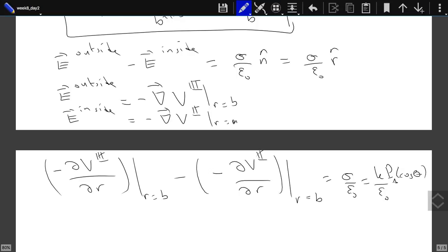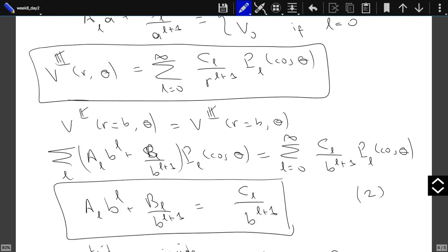Now you kind of already see the pattern. Here I will just take the derivatives, put R equal to B, and the left-hand side will be a sum of factors multiplying PL of cosine theta. The right-hand side only contains P1. So on the left-hand side, the coefficient of PL of cosine theta should vanish if L is not equal to 1, and they should be equal to K over epsilon 0 for L equal to 1. So that is what I will do. That will give me my third set of equations relating these unknowns A, B, and C.